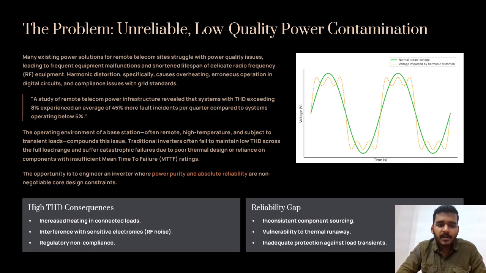Many remote telecom sites struggle with power quality issues, leading to frequent equipment malfunctions and shortened lifespan. Delicate radio frequency equipment suffers from harmonic distortion, overheating, digital circuit problems and compliance issues with the grid. In the study of telecom power infrastructure, it depends on the THD. Here we can discuss what malfunctions occur if THD is increased.